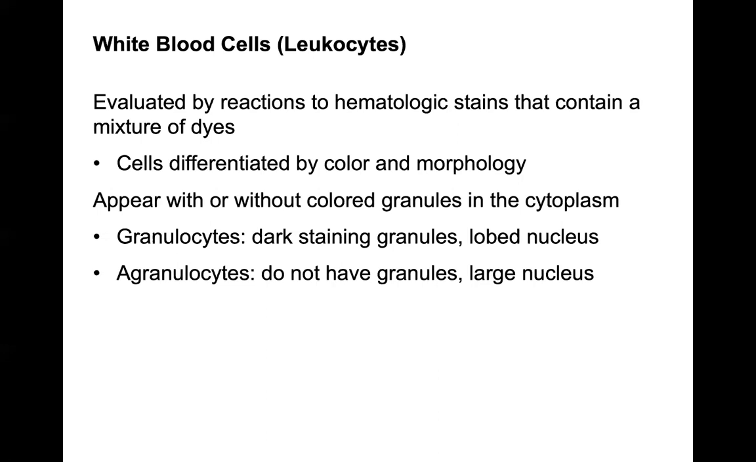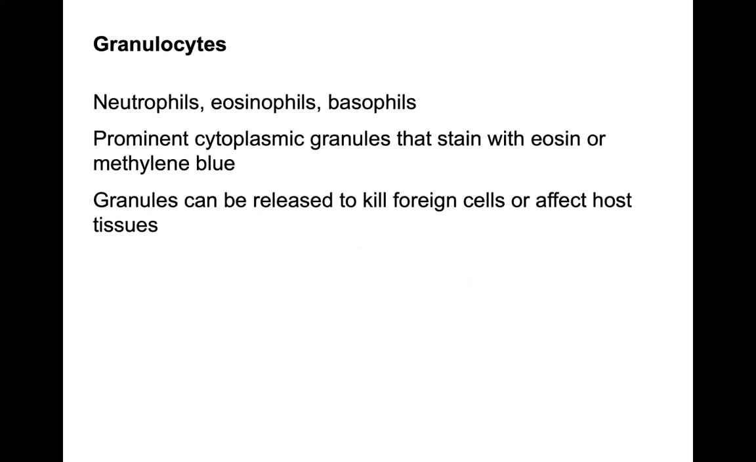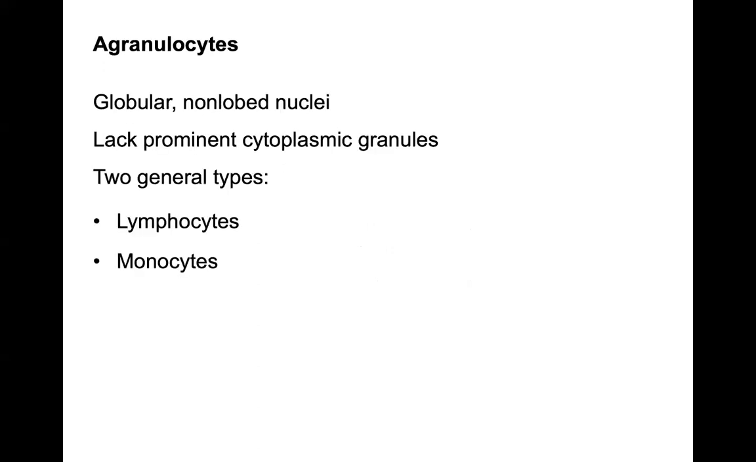And there are two types. We have our granulocytes. These contain dark staining granules and lobed nuclei. The agranulocytes do not have these dark staining granules and they have very large nuclei. Your granulocytes will include your neutrophils, eosinophils, and basophils. They have prominent cytoplasmic granules that will either stain with eosin or methylene blue, or both of those dyes, by the way. Granules can be released to kill foreign cells or affect host tissues.